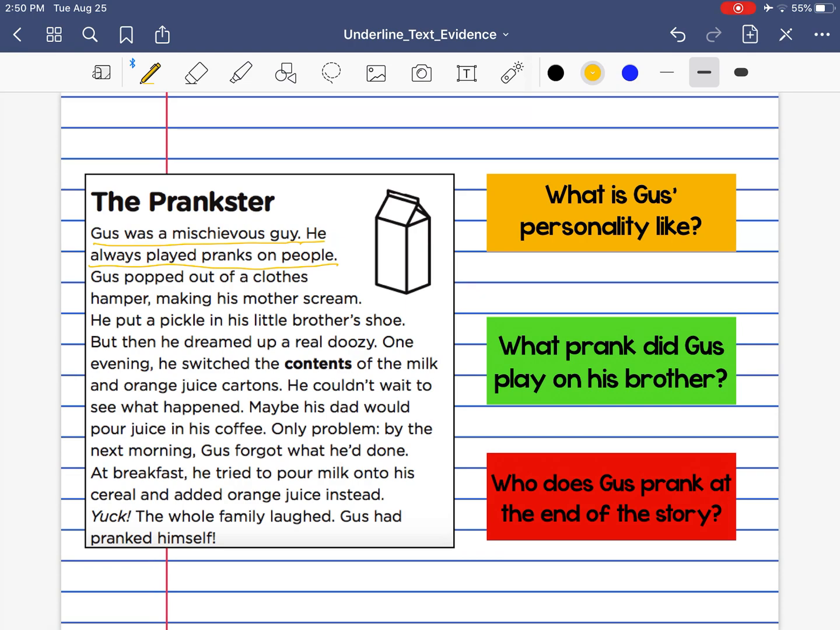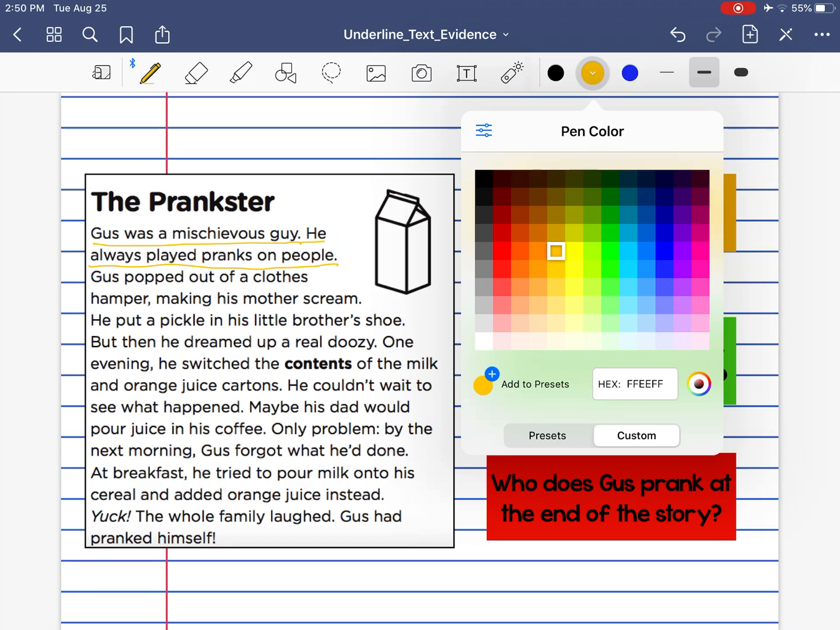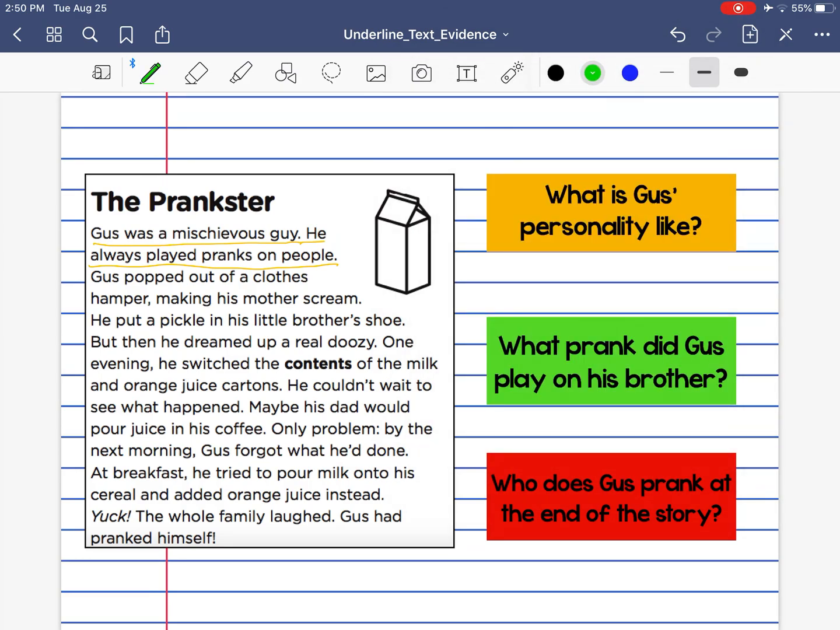What about this green question over here? What prank did Gus play on his brother? I want you to go back in there and find the answer to that. Think about how you would restate the question when you're answering it. So I would say Gus played a prank on his brother by putting a pickle in his shoe. So I restated my question when I said that. Gus pranked his brother by putting a pickle in his shoe.